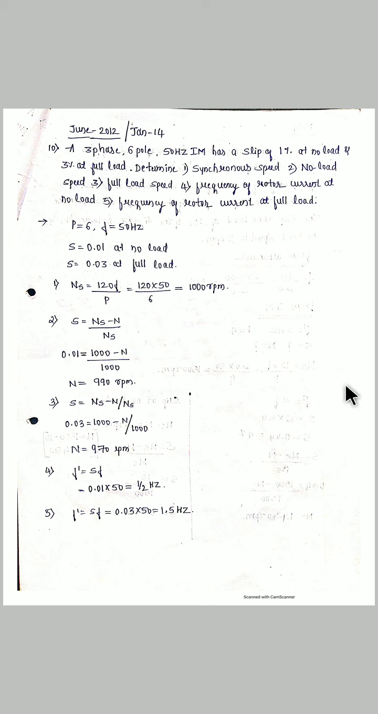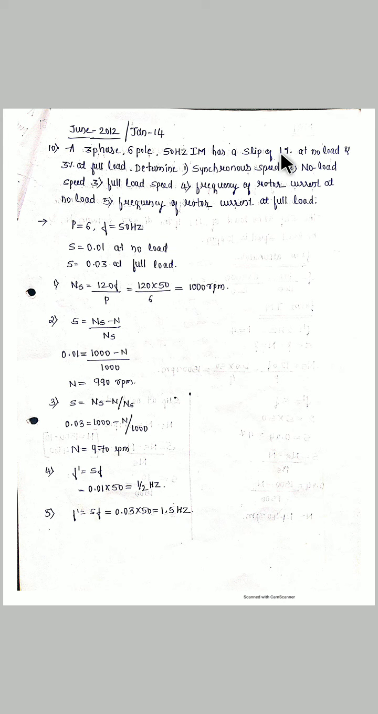Next, this is the most important problem, which appears in many examinations. A 3-phase, 6-pole, 50 Hz induction motor has a slip of 1% at no load and a slip of 3% at full load. Determine the synchronous speed, ns; the no load speed, n; the full load speed, n; the frequency of the rotor current at no load, f dash; and the frequency of the rotor current at full load, f dash.